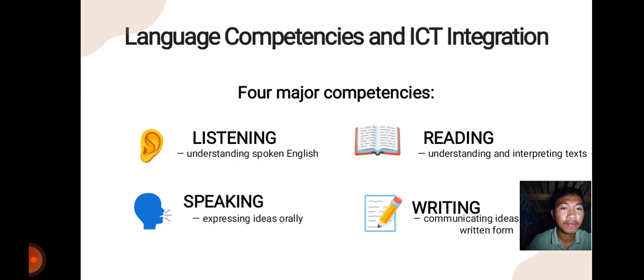First, we have listening: understanding spoken English and what other people say. Next, speaking: expressing ideas orally. Then, reading: understanding and interpreting written text. And lastly, writing: expressing ideas clearly through written language. These four skills help students understand English, communicate with others, and express their ideas effectively. ICT can be used to provide activities and digital resources that help students practice each skill.